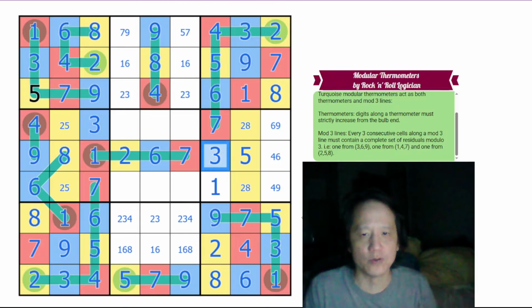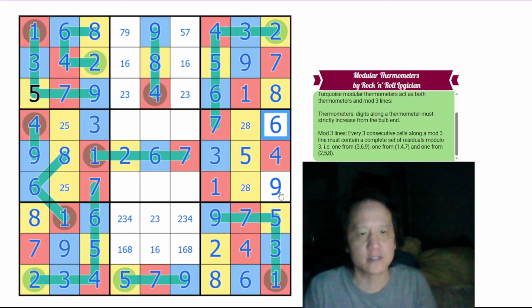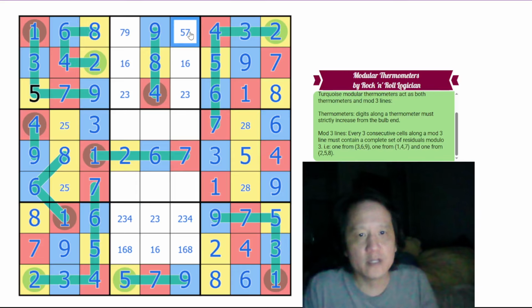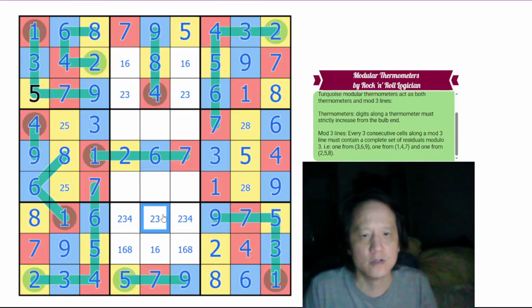This is blue. This is red. That leaves this as red here, so it must be 4, which makes this 9, which makes that 6. So this is blue. This is blue also. 7 eliminates 7 here, so this is 5. This 9 eliminates 9 here, so it's 7. So this is a red. This is a yellow.